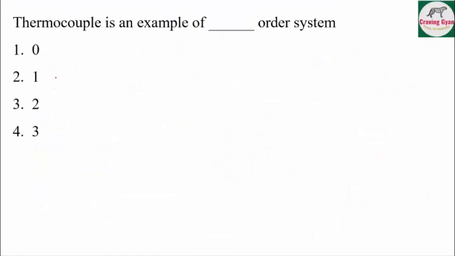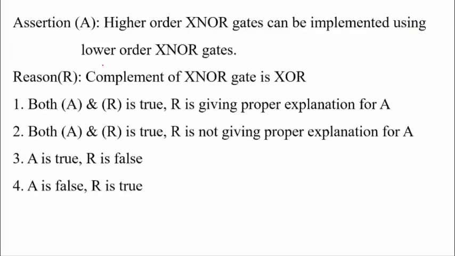Thermocouple is an example of a first order system. The number of inductors and capacitors you are going to use determines the storage elements, and that determines the order of the system. So it is first order.